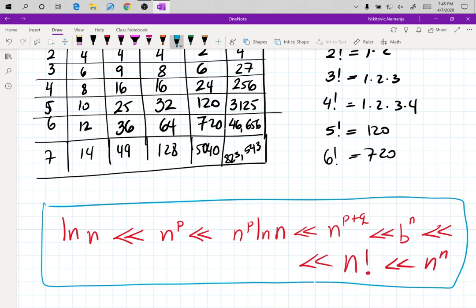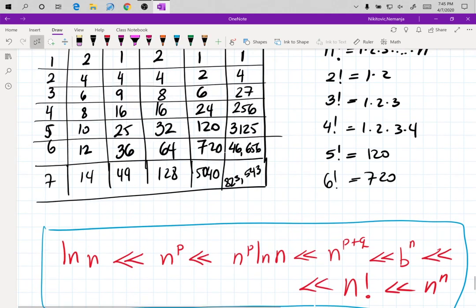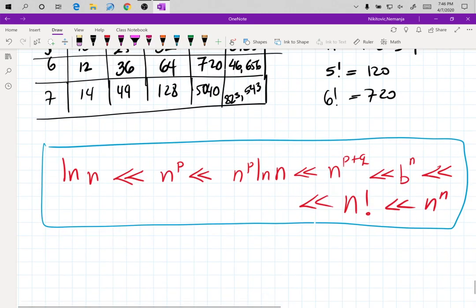So why am I talking fast and slow? Literally looking at the numbers. 5, 10, 25, 32, 120, 3,000, right? So clearly this one rises much faster than any one of the before, right? This one rises much faster than all of the previous ones. So that's when I say slow and fast.